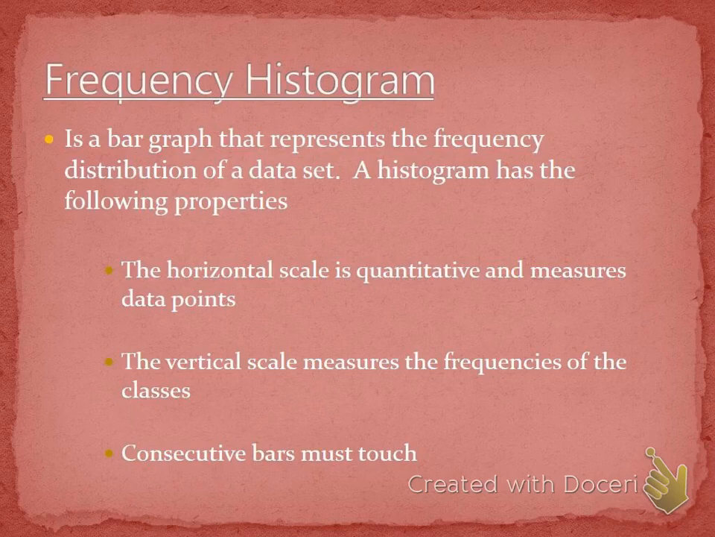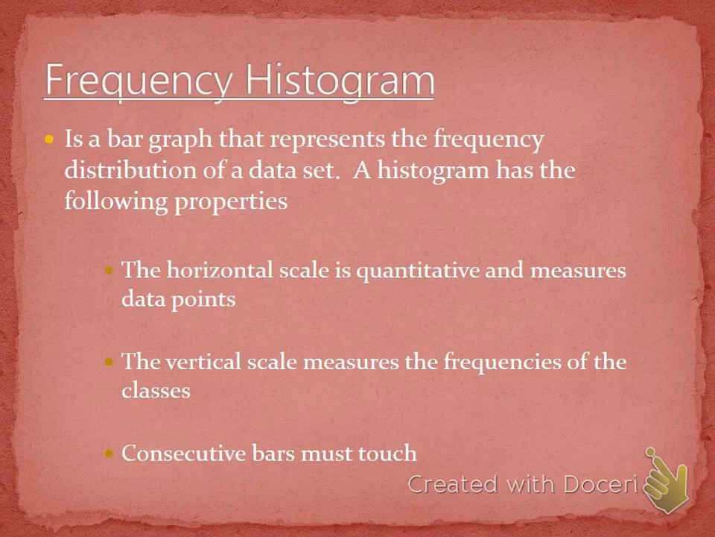So what is a histogram? A histogram is a bar graph, basically, and I'm sure you've seen bar graphs before. But it's a bar graph that represents the frequency distribution of a data set. So a histogram has the following properties. It has a horizontal scale that's quantitative, right? It's going to be basically our intervals that we created before from our frequency distributions. And it's going to measure the data points, right? The vertical scale measures the frequencies of those classes.